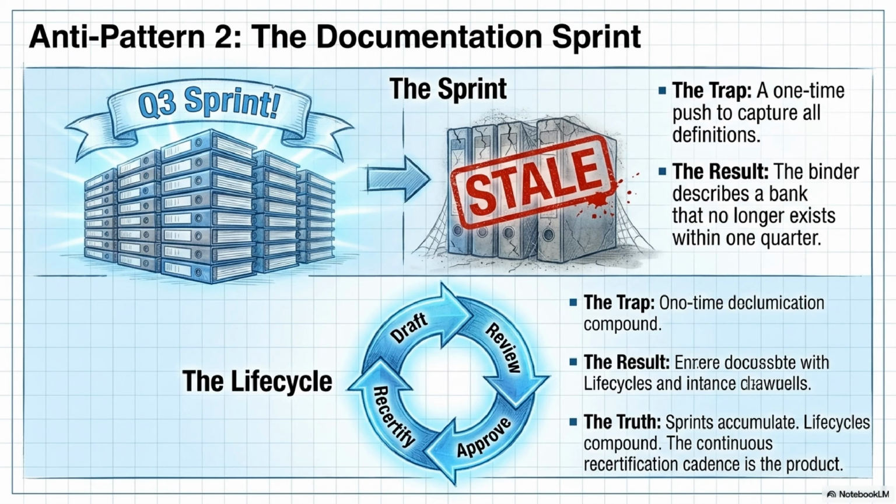Anti-pattern 2, the documentation sprint. You spin up a one-time push to capture everything, all the definitions, all the procedures, and declare victory when the binder is full. The problem is that a one-time capture starts decaying the moment it's done. Regulation shifts, policy changes, the business moves. Within a quarter, the binder describes a bank that no longer exists. This is the compounding versus accumulating idea made concrete. A sprint accumulates. What compounds is the life cycle, the ongoing drafting, review, approval, and recertification cadence. The life cycle isn't the overhead around the product, it is the product.